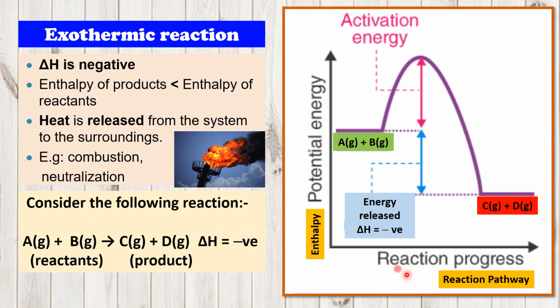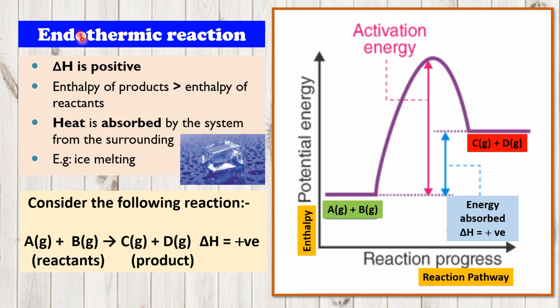The y-axis you can label as enthalpy or potential energy. For the x-axis you can label reaction progress or reaction path. When we draw the energy profile diagram, the enthalpy of the reactant is bigger than the enthalpy of the products. So that's why the difference in energy, which refers to delta H, is a negative value.